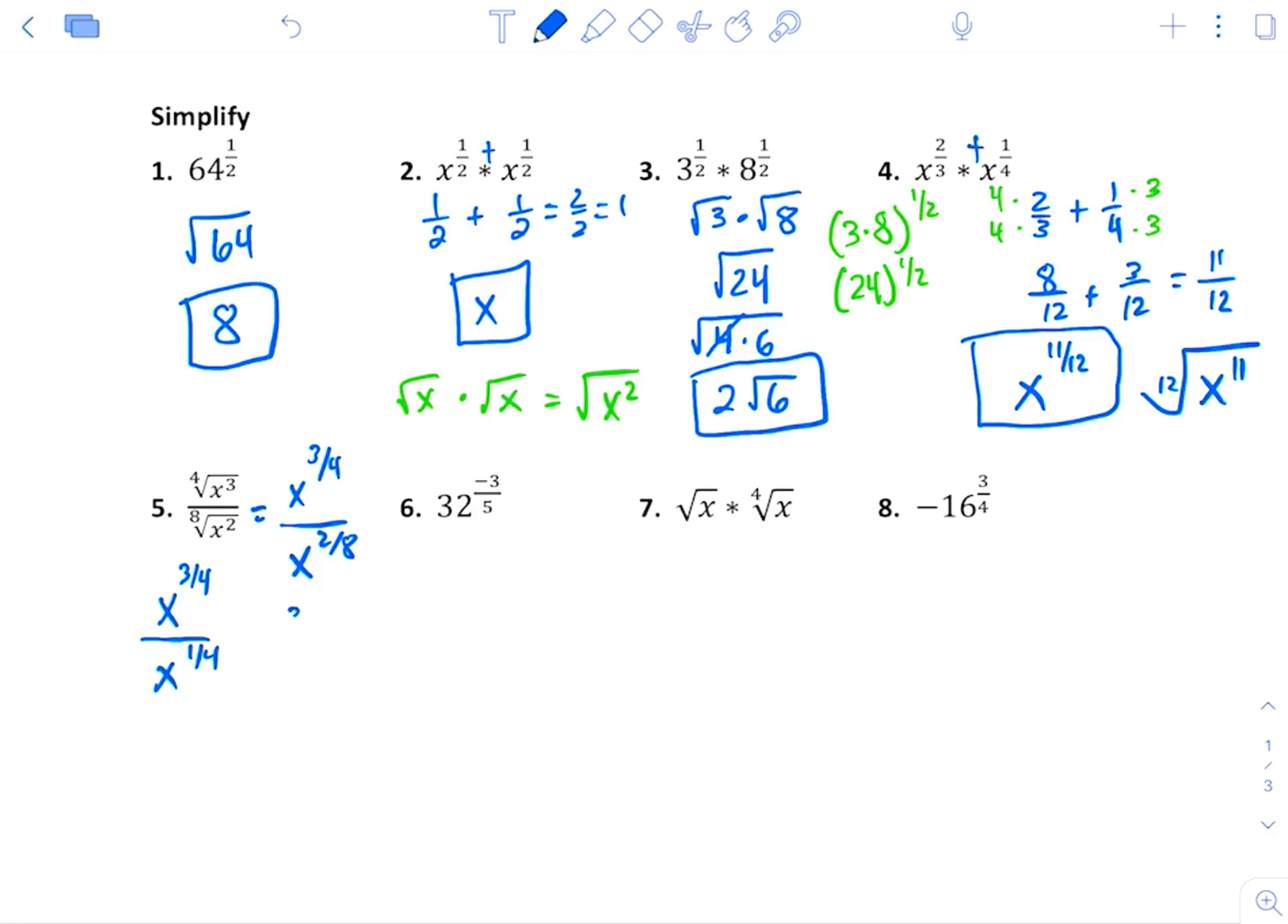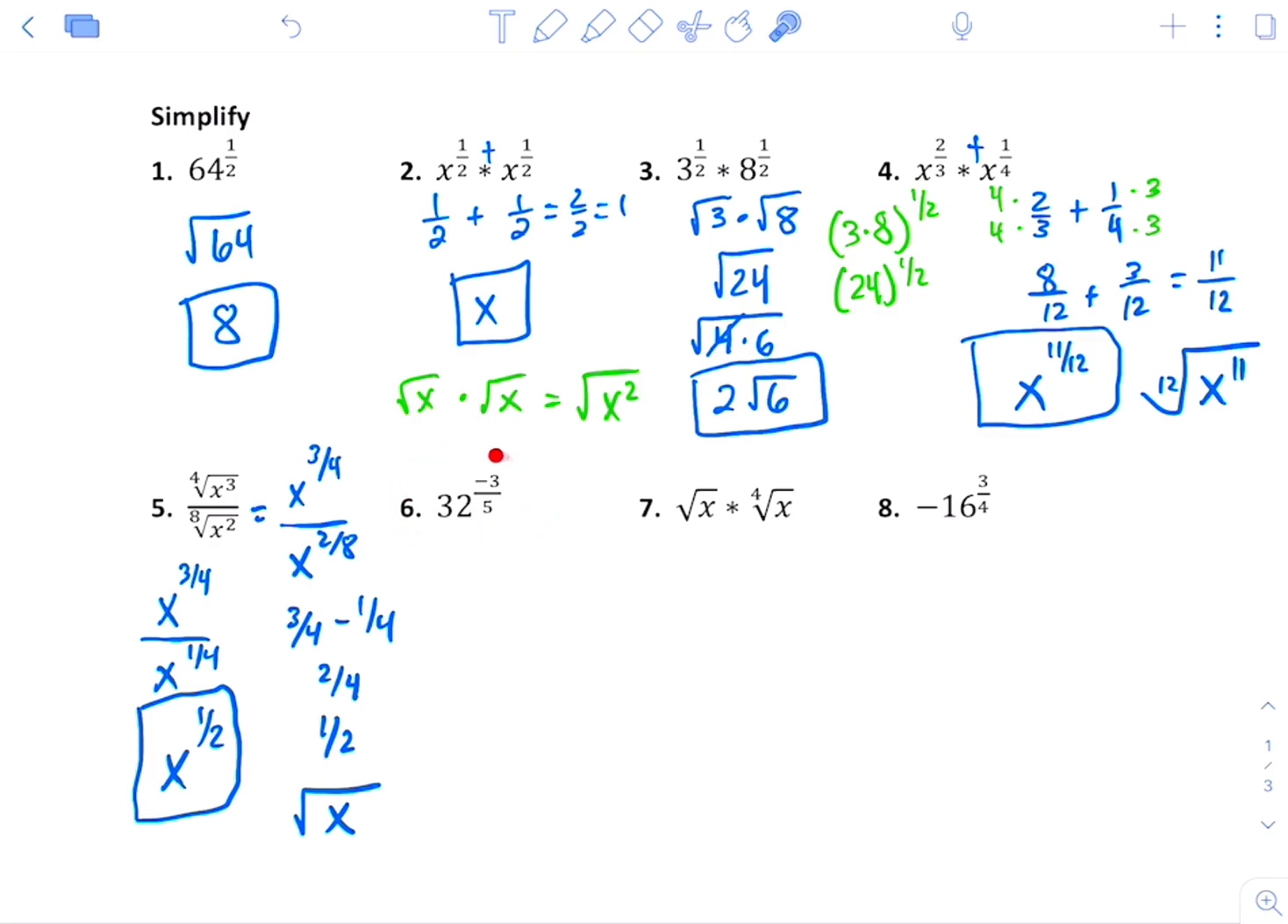So again, right now I'm taking 3/4 minus 1/4. So denominators are the same, so this would become 2/4, which would then reduce to 1/2. So that means that x to the 1/2 is my simplified answer. Or if I wanted to, I could just write it as the square root of x, since that means the same thing. Okay.